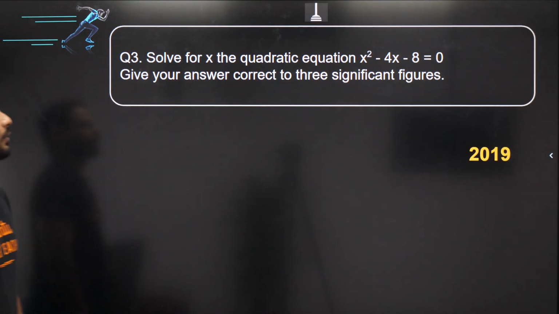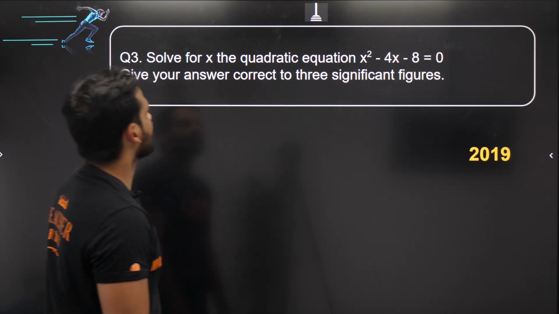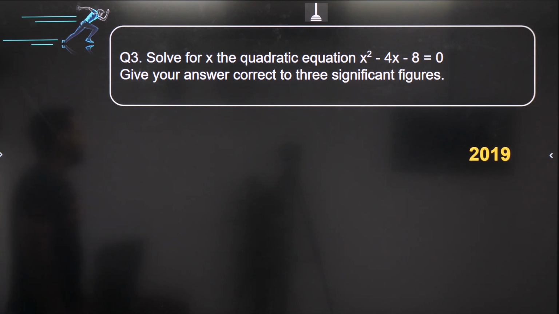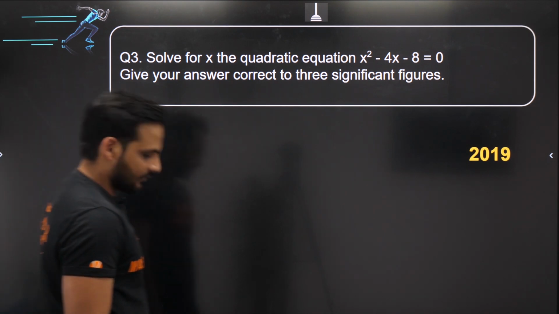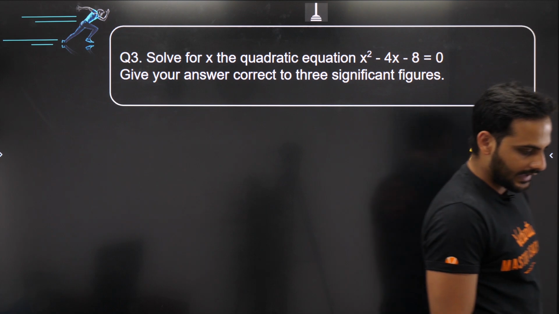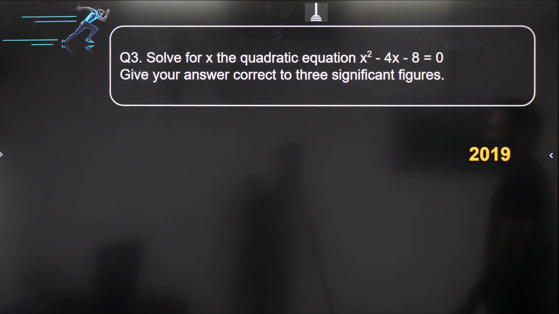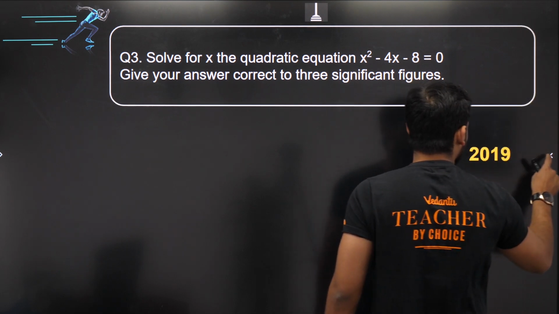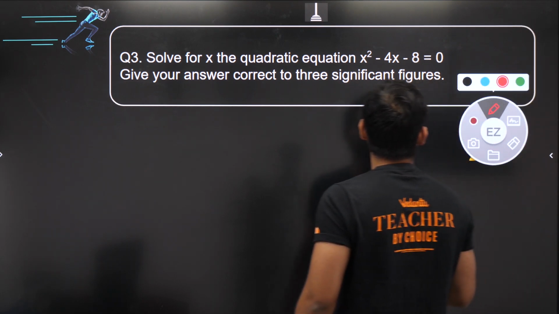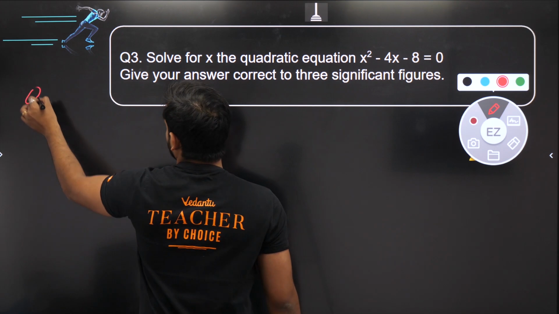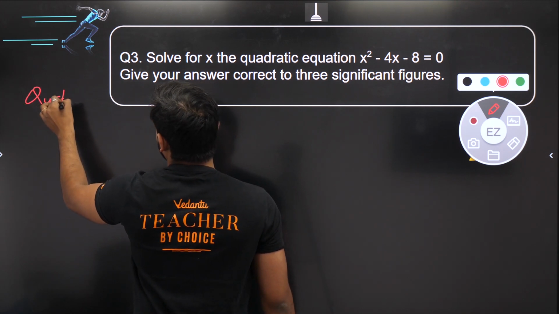Solve for x the given quadratic equation. Give your answer correct to three significant figures. It's very easy. If they are asking for significant figures, the splitting way will not work. So we have to use the quadratic formula. So let's use the quadratic formula to get the roots.